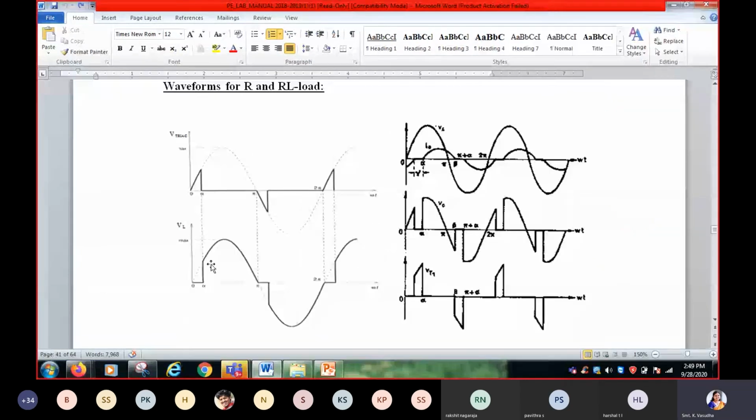You can see, right? The second one is the voltage that we get across the load. At point alpha, we are turning on the triac, so the voltage across the triac goes to 0. This waveform shows the voltage across the triac.